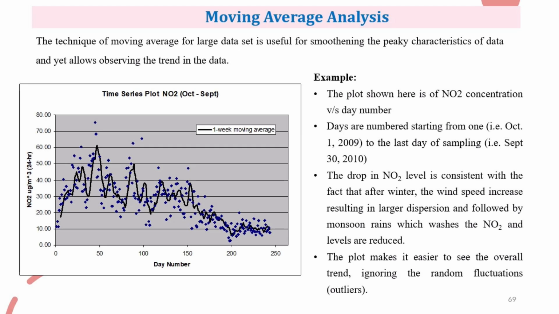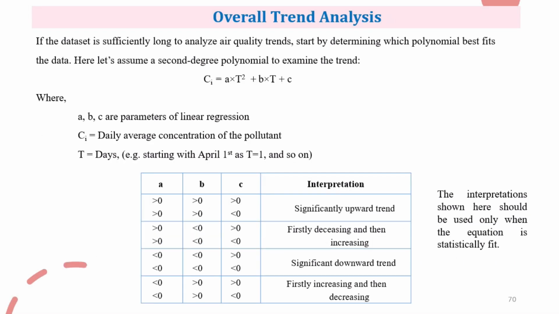This is done by calculating the average over a set period, like a week or a month. In air pollution studies, moving averages can reveal seasonal patterns such as higher pollution levels in winters and lower in summers. Trend analysis identifies long-term patterns in data. In air quality studies, pollutant concentrations are plotted over time, and polynomial regression models help detect trends.